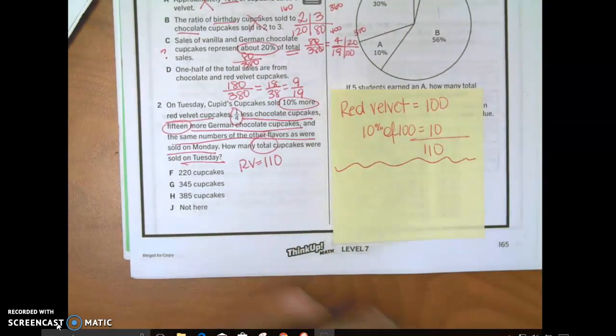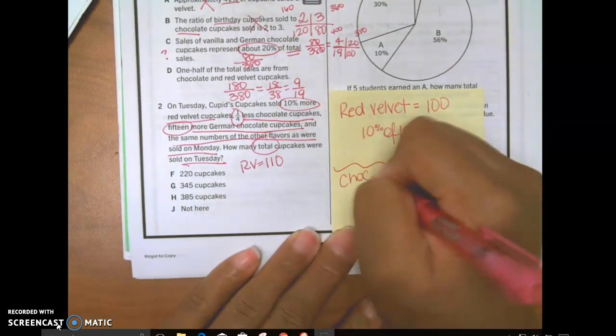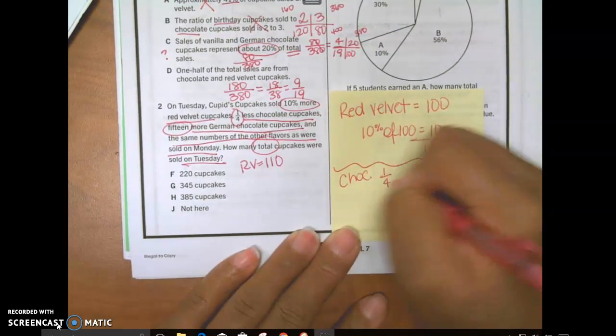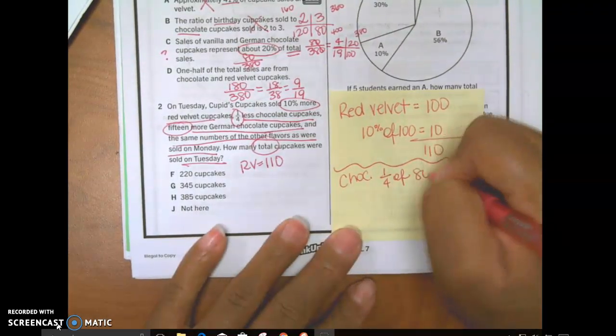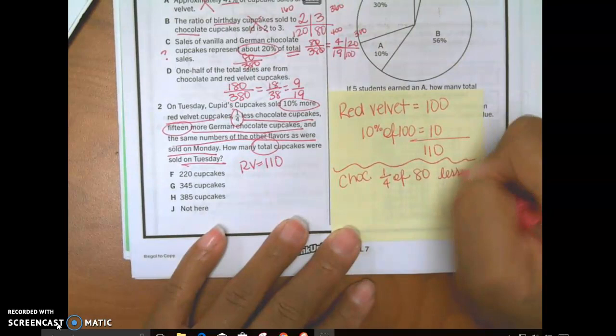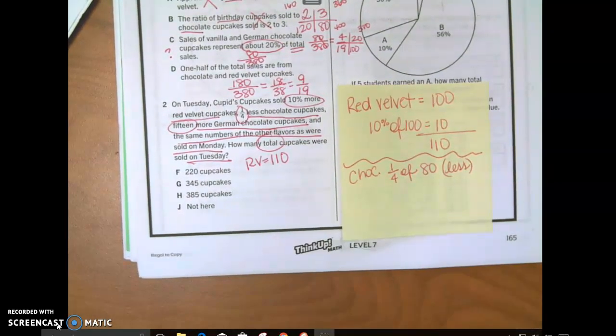A quarter less of chocolate. So chocolate, a quarter of how much chocolate? 80. And then I want less. How? What's a quarter? 25% or divided by?